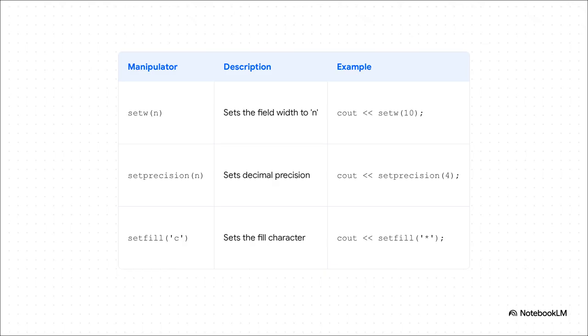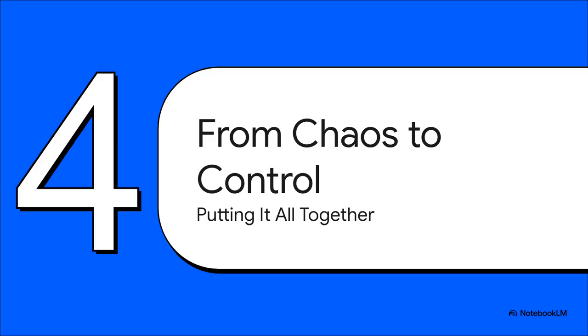And finally, there's setfill(c). This one works hand in hand with setw. If setw creates extra space, setfill lets you decide what character goes in that empty space, so you could use a dot, a dash, or whatever you want. Okay, so we have our tools now. endl for line breaks, and setw, setprecision, and setfill for all the fine-tuning.